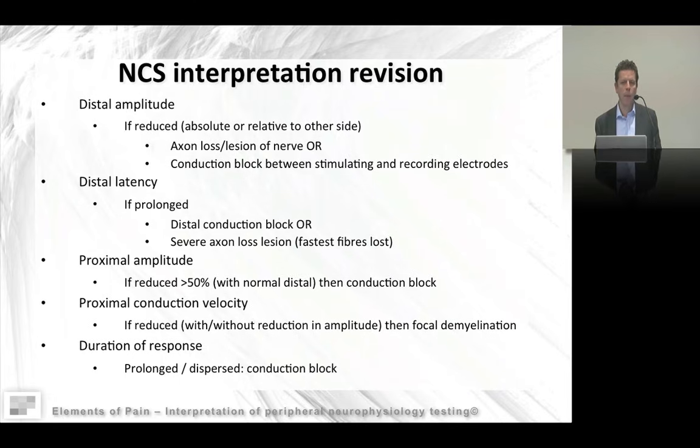We then look at the proximal amplitude, if there's been any drop in it, to suggest conduction block, and the proximal conduction velocity to see if there's any focal slowing. And then as well as those main parameters to look at from the numbers, we look at the quality of the responses, whether there's any prolongation or dispersion, to again suggest there might be conduction block.